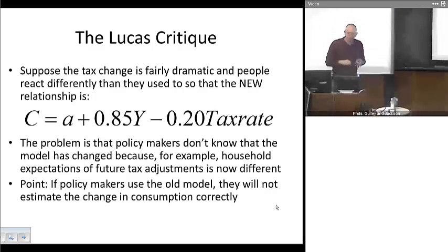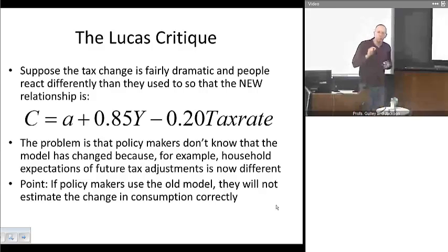But here's the problem. Suppose that the tax change is relatively dramatic and that this changes people's behavior with respect to taxes and maybe even with respect to changes in income. So that the new relationship between consumption and income and the tax rate is given by the equation we've got here. And so notice that the regression coefficients have changed. The tax rate coefficient has gone from minus 0.05 to, say, again, with my made-up fake numbers here, minus 0.2. And here's the difficulty.